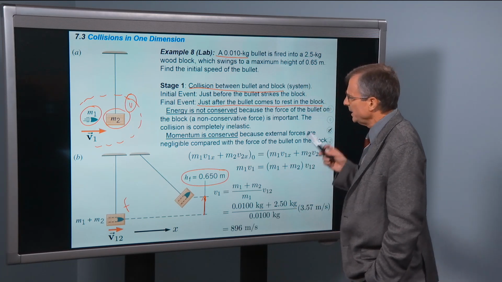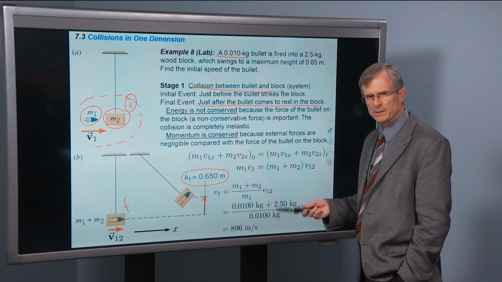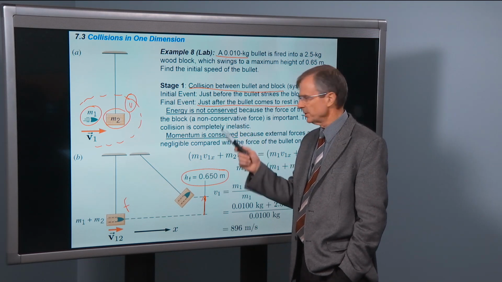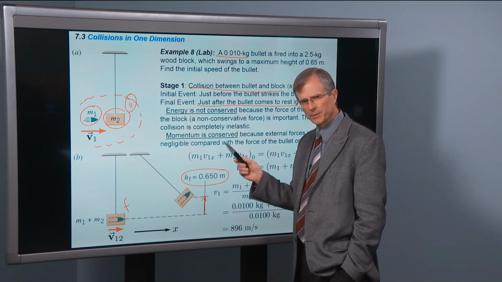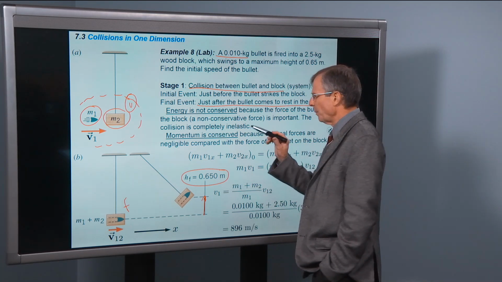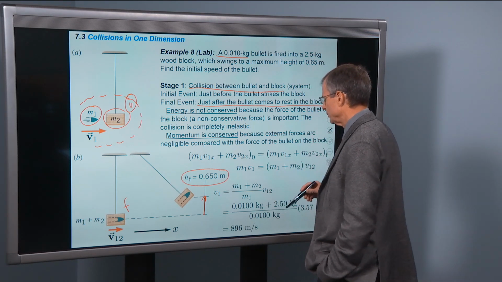So we need to ask during that time whether energy and momentum are conserved. Short answer is energy is not conserved and momentum is conserved. Let's do momentum first. Momentum is conserved if the work done by external forces is negligible.